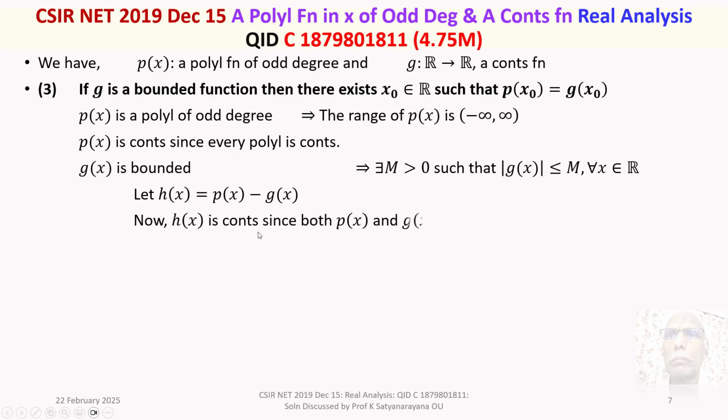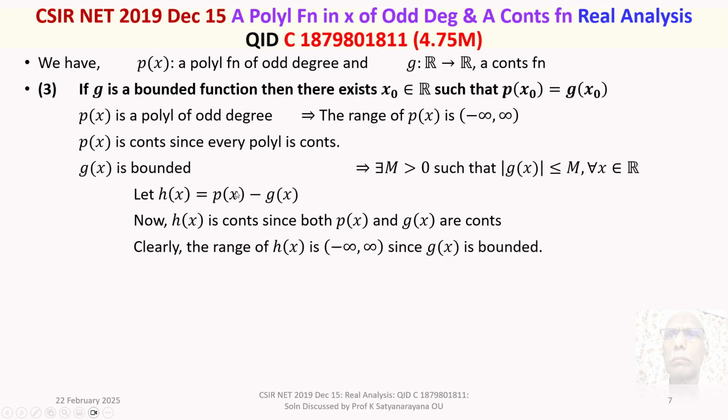H of x is continuous since p of x, which is a polynomial, is continuous, minus g of x is continuous. The difference of two continuous functions is again a continuous function. Therefore, h of x is continuous. Clearly, the range of h of x is the same as the range of p of x, that is minus infinity to plus infinity. Why? Because g of x is bounded. That means h of x takes both negative values and positive values, and h of x is continuous.